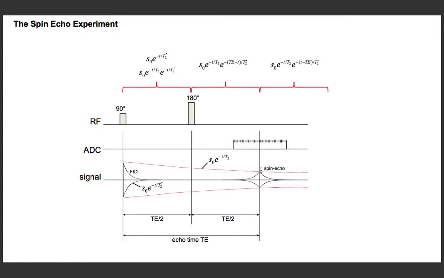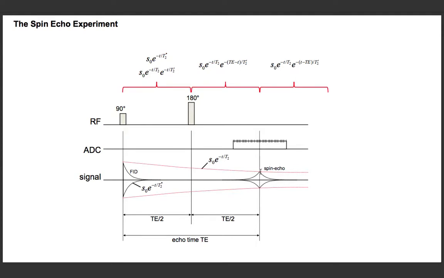And then it forms this nice echo, and then again you have another decay here, and this is going to be a T2 star decay there as well. So each of these times you've got these smaller envelopes, which are faster decay, are your T2 star decays, and the total reduction of signal over time has to do with the T2 decay.